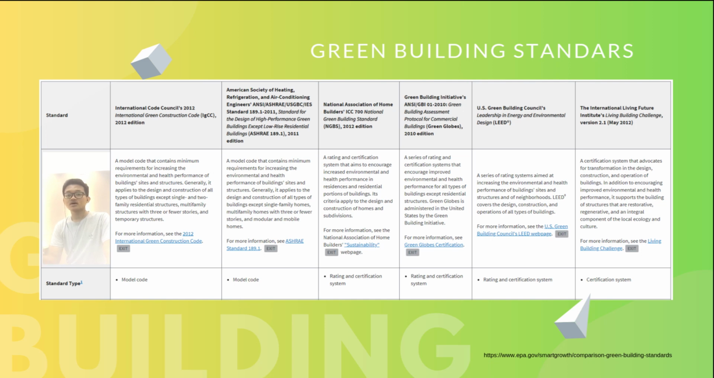It is a model code that contains minimum requirements for increasing the environmental and health performance of buildings, sites, and structures. Generally, it applies to the design and construction of all types of buildings except single and two-family residential structures, multi-family structures with 3 or fewer stories, and temporary structures.